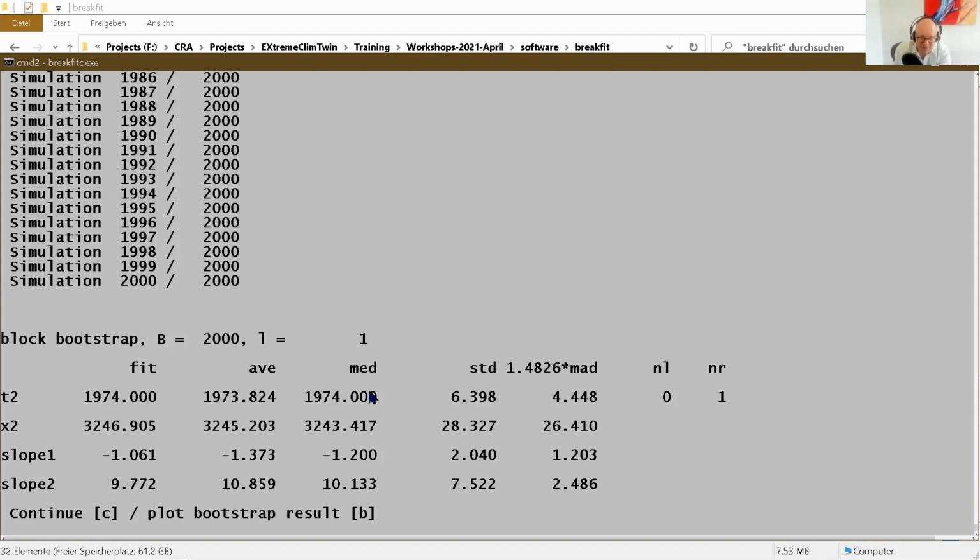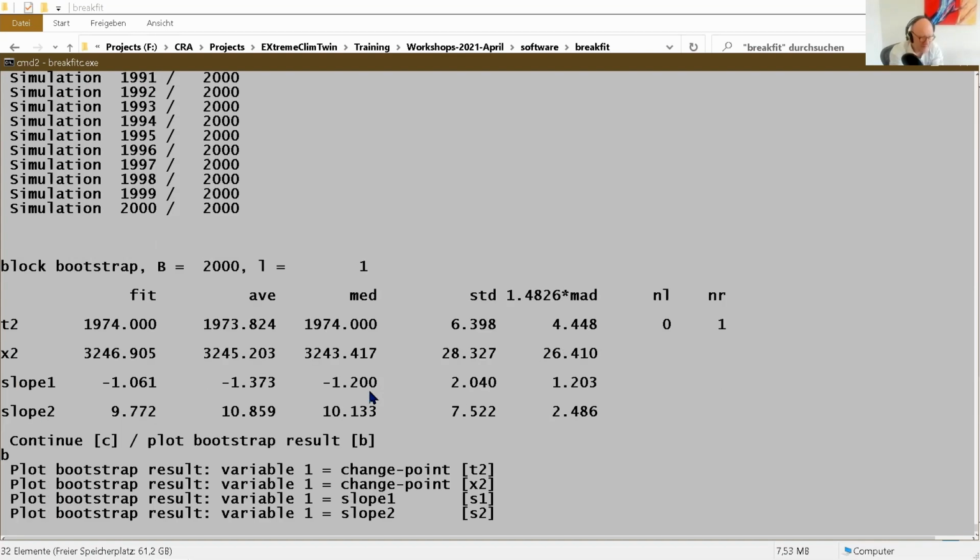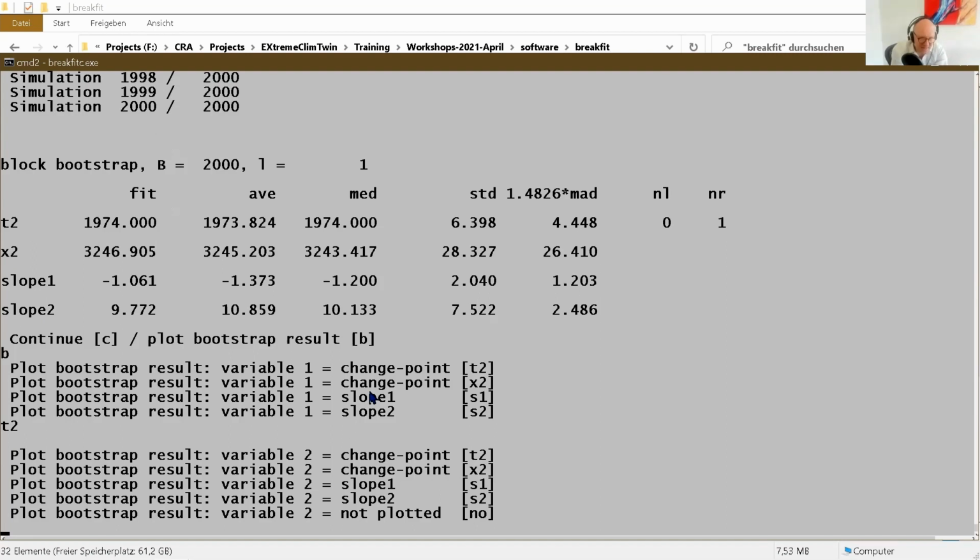Okay, I could now, well, let me plot some bootstrap results. Let us just do a histogram of the 2000 change point times. So I will press B to plot the bootstrap result. And I can now use the change point time T2. That means I press here T2 and enter, so it reads the next 2 characters. And the second variable, I want to make a histogram.